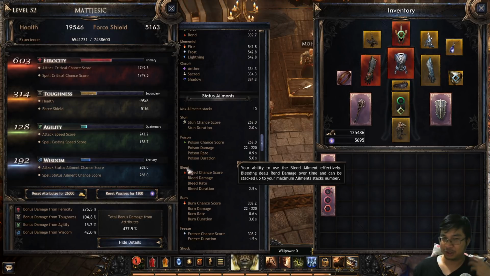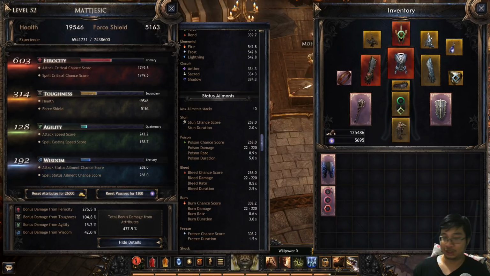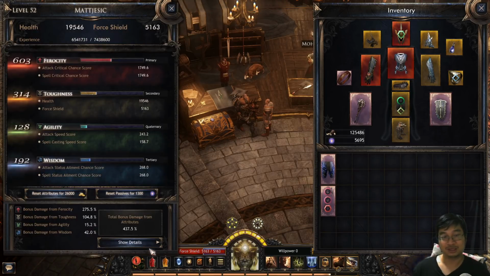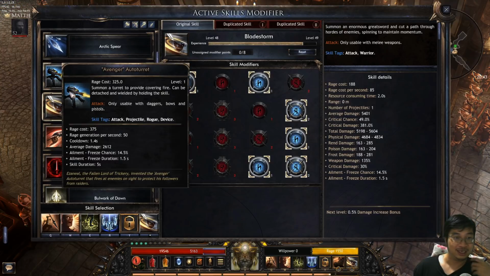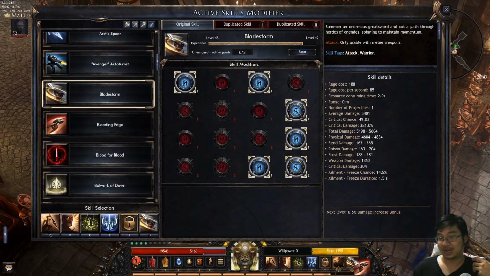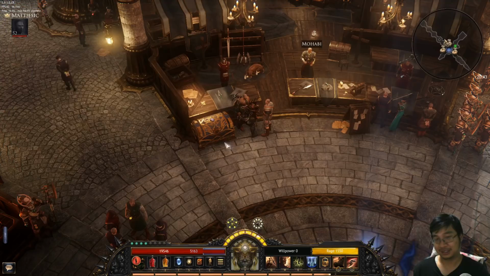Bleed just bleeds the enemies out. There are factors that let you lifesteal on bleeding units, which is really good on the Bleeding Edge. That's what I'm using. I stopped using Blade Storm because it's less bursty for me. Bleeding Edge is about twice as hard hitting as the Blade Storm for me.